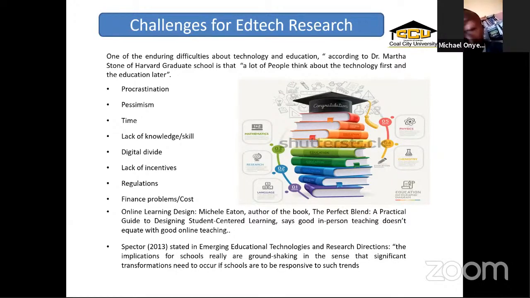Government, countries, states, and educational institutions have to invest more in research by giving more grants to researchers to be able to promote their research. Then regulations. In some climes, regulations are a challenge to research because whatever research you want to do, you need to fall into standard. You need to fall into national regulations.